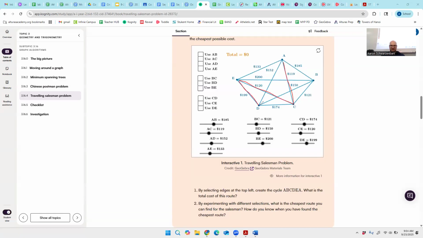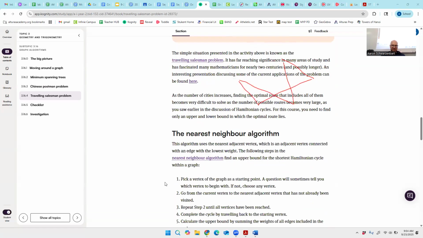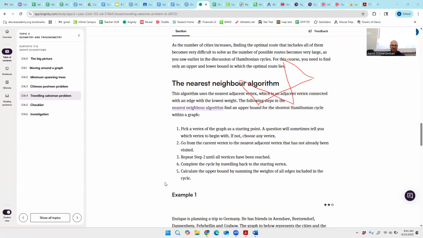Now the next cheapest is to go to D, I guess. Then I go to B. Then I go back. I believe that's nearest neighbor. Complete the cycle by traveling back to the starting point. That is the upper bound of summing all the weights included in the cycle. That is the most it can be.